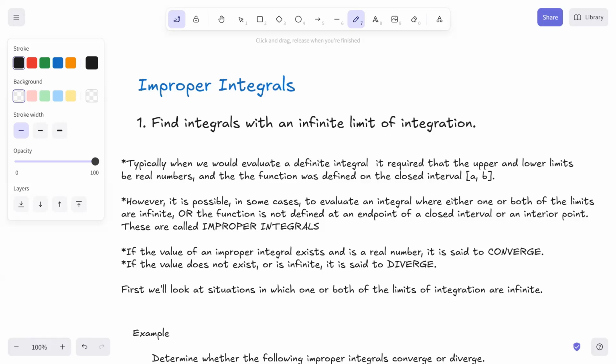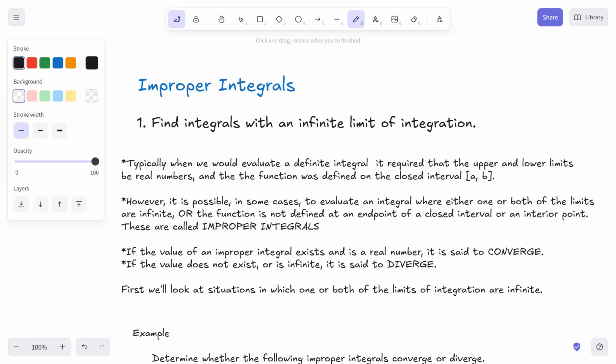So previously, when we would evaluate a definite integral, it actually required that the upper and lower limits were real numbers and that the function was defined on the closed interval a to b, so at the endpoints and in between the endpoints of the limits of integration. However, in some cases, it is actually possible to evaluate an integral where one or both of the limits are infinite, or the function is not defined at an endpoint of a closed interval or interior point. These are actually called improper integrals.